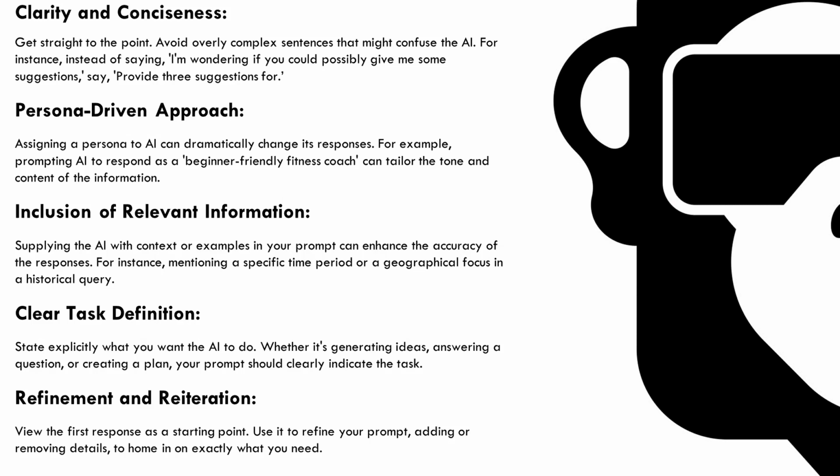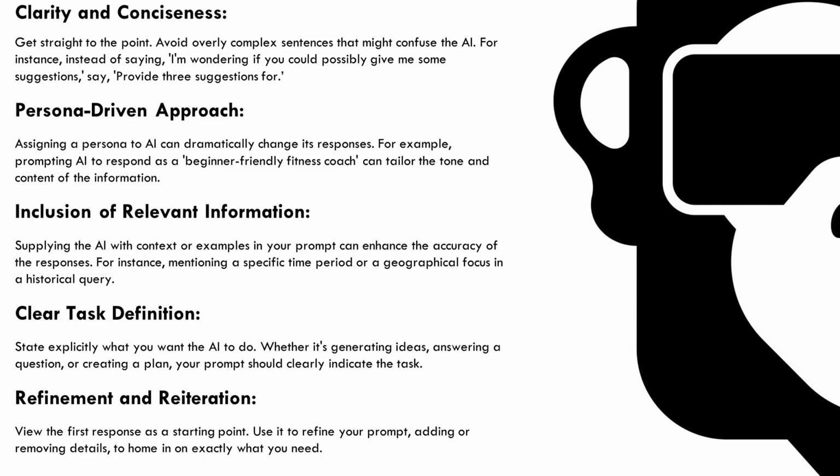Clarity and conciseness. Get straight to the point. Avoid overly complex sentences that might confuse the AI. For instance, instead of saying, "I'm wondering if you could possibly give me some suggestions," say, "Provide 3 suggestions for."